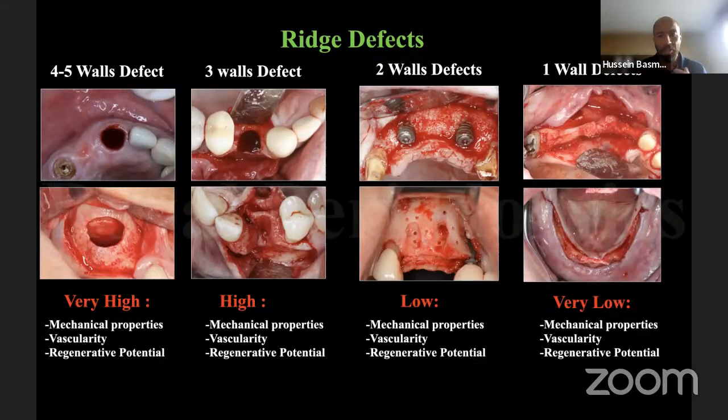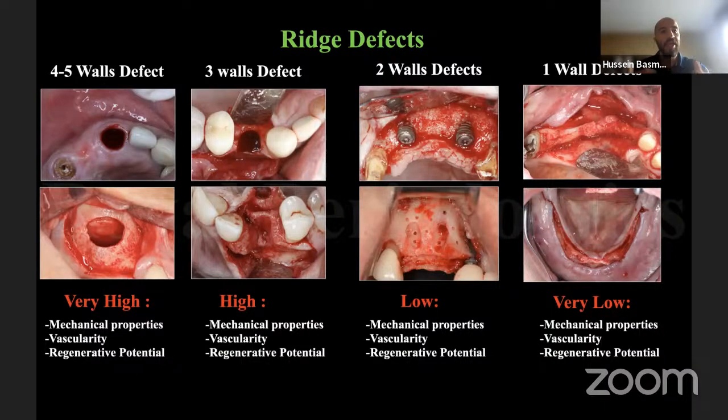I don't want to say we have enough blood supply, but it's well contained. It's an easy defect to graft, right? That's why we say everything works in the sinus. Why? Because it has good osteogenic abilities, or good regenerative potential. When we're talking about three-wall defects, now we are missing one bone. However, it is also still a high regenerative potential defect.